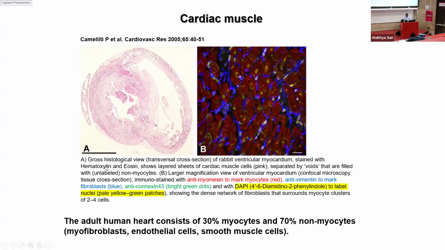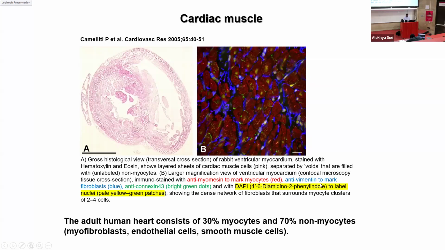H&E is hematoxylin and eosin, which stains specifically the muscle cells. And you will see a lot of areas which are not stained by H&E. So that suggests that the cardiac muscle contains a lot of other cell types other than myocytes. In the immunostaining, people have shown that the red indicates the myocytes, which are stained by anti-myosin, which is specific for myocytes.